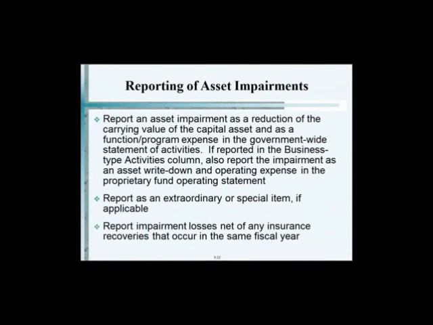Actually, you know what? I think I assigned you a question on this, on asset impairment. This exact same thing here. I believe 5.6, asset impairment. Did I give you 5.6? Yep, that's the question. Report an asset impairment as a reduction of the carrying value.